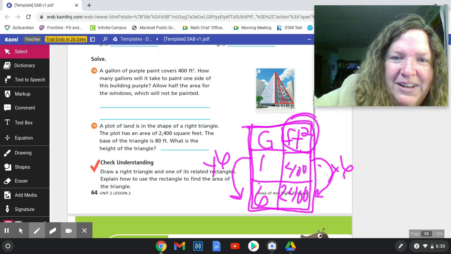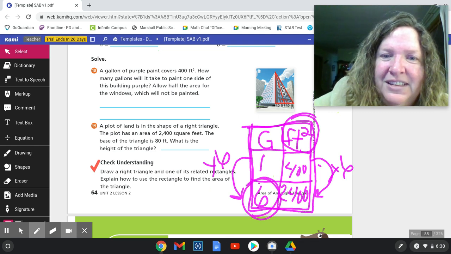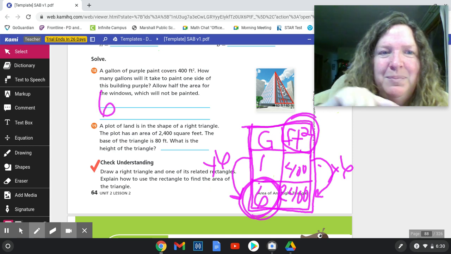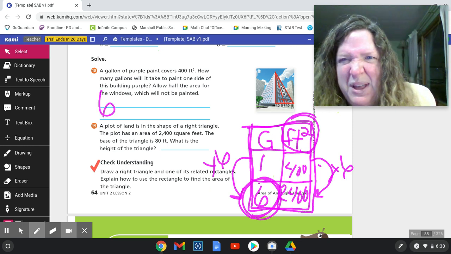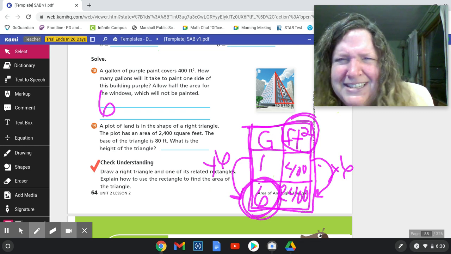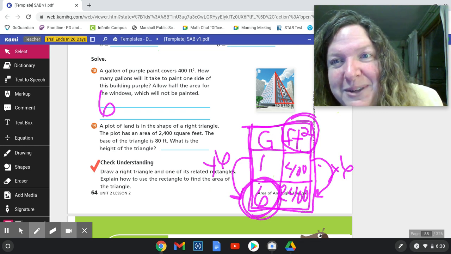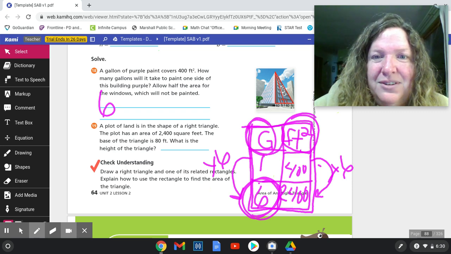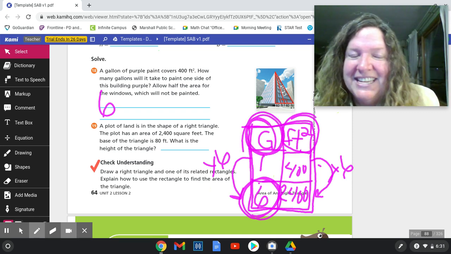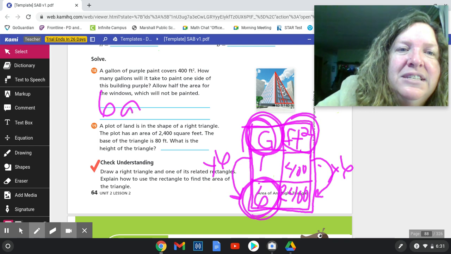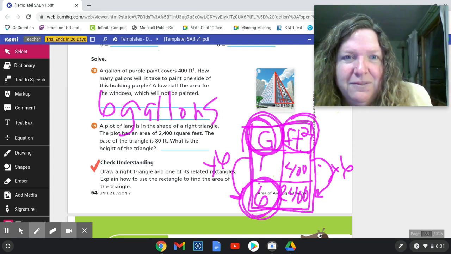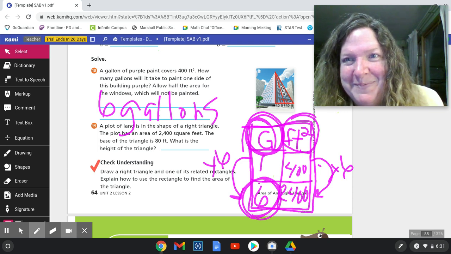So the answer is 6. So we're going to put the answer up here, 6, but we're not going to leave it there because 6 what? Not 6 feet, not 6 square feet. The answer is 6. What category is it under? Gallons. So the answer is we need 6 gallons of paint to cover that one side of the building.